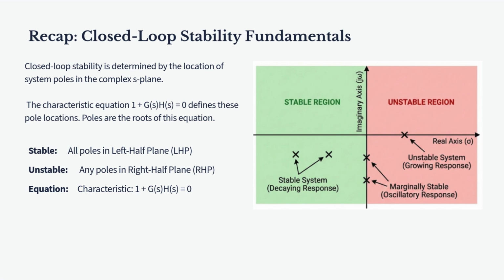The closed loop characteristic equation is 1 plus G(s)H(s) equals 0. The roots of this equation are the closed loop poles. So if we know how many roots are in the right half plane, we can decide whether the system is stable or unstable. The Nyquist method helps us find this without solving the full equation directly.